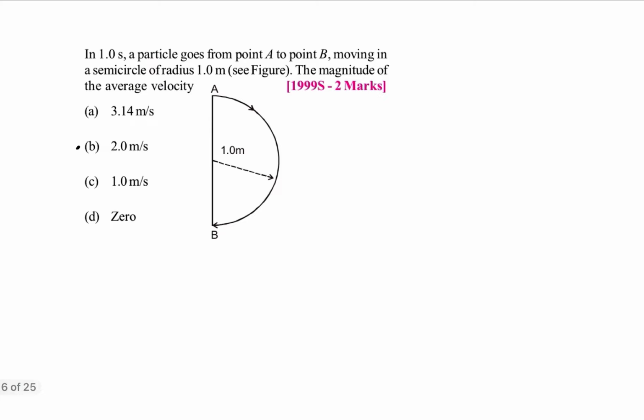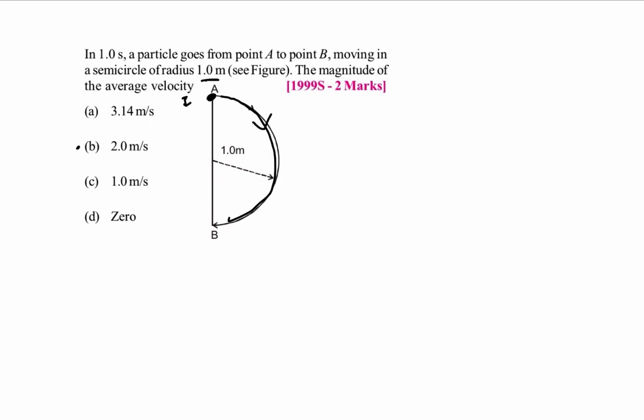Now I am moving to do some problems related to whatever I have given. I have taken some questions. I will do them very fast. You can do all the problems. In 1 second, a particle goes from A to B, moving in a semicircular path of radius 1 meter. The magnitude of average velocity is what?